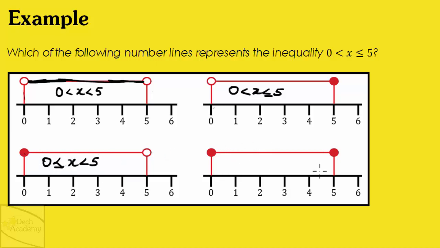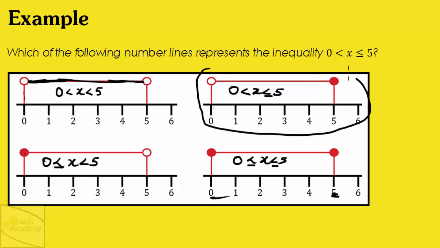Here we can see that the region spans 0 and 5. So 0 here and 5 here. And because this circle is shaded, we know that x can be 0. Because this circle is shaded, we know that x can be 5. So we want 0 is less than x, less than or equal to 5. And that's this number line here.